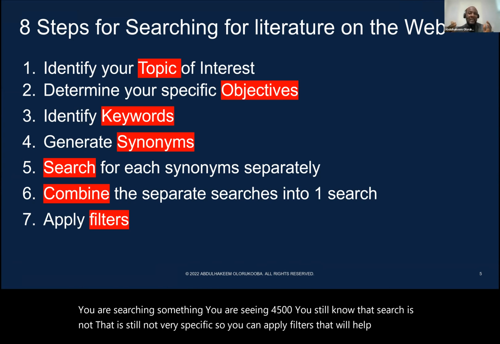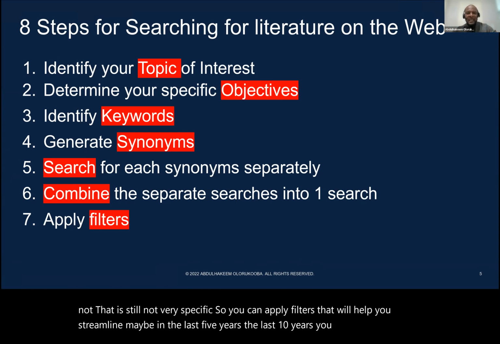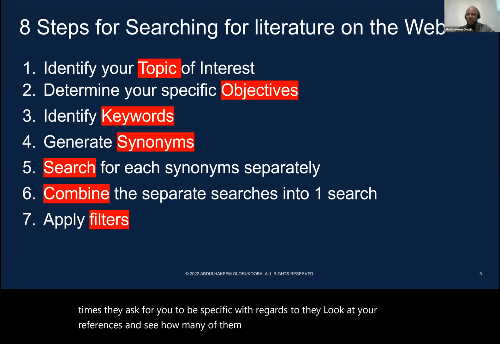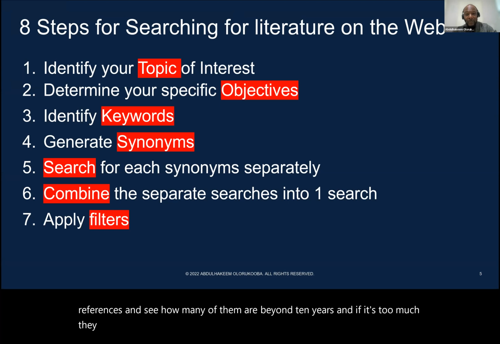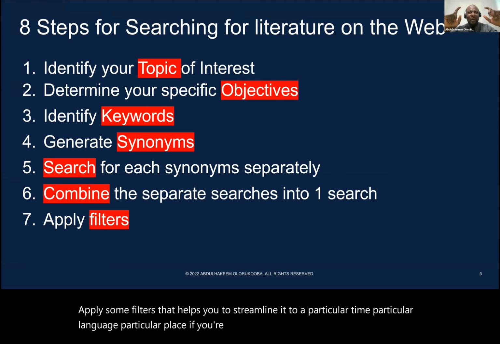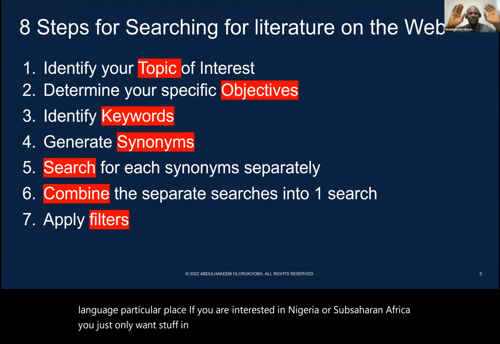Maybe in the last 5 years, the last 10 years. In college, a lot of times they ask you to be specific. They look at your references and see how many of them are beyond 10 years, and if it's too much, they can mark you down, especially at the proposal level. So you can apply filters that help you streamline to a particular time, language, or place. If you're interested in Nigeria or Sub-Saharan Africa, you only want stuff in Sub-Saharan Africa.